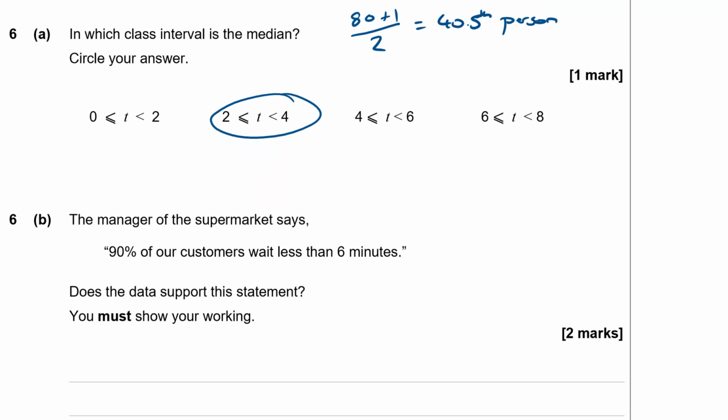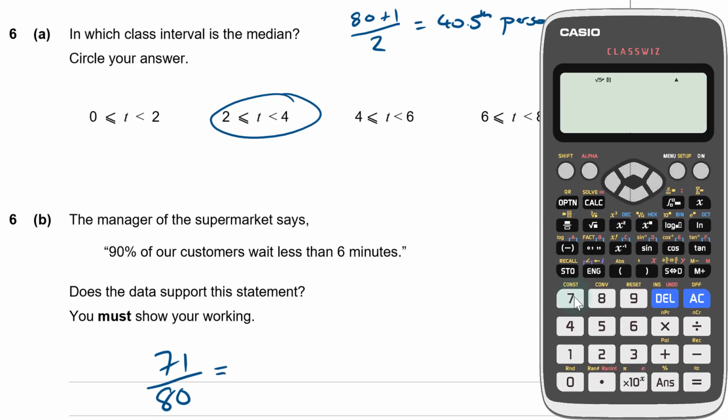So what is 71 out of 80 as a percentage? Okay, typing that into the calculator. 71 divided by 80 equals, now you see it gives you a fraction, but if you press the symbolic to decimal button, that converts it to 0.8875 for us. 0.8875, which is 88.75%.